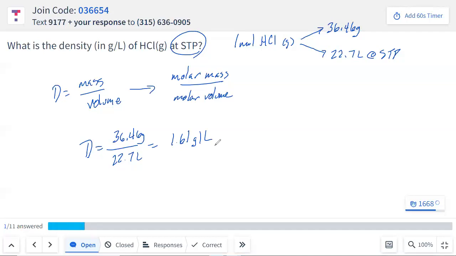Now here's the kicker. What if we weren't at STP? What would we do instead? Well, I could go back and use that equation, or I could come back to the ideal gas law and say, well, what are my conditions? I need to find volume.